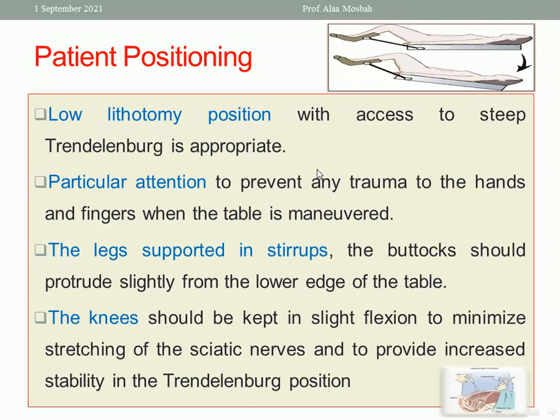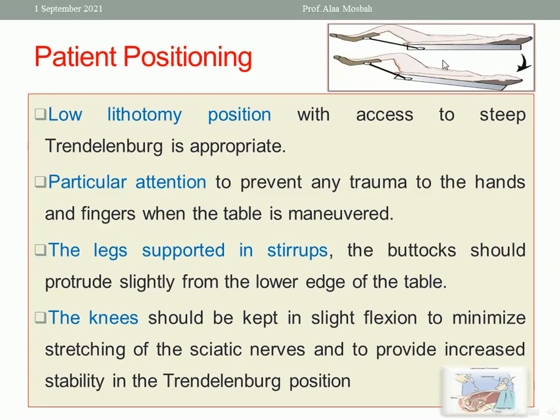What about the patient positioning? We need the low lithotomy position, as in this picture, with an angle between the abdomen and the thigh of 145 degrees. Also, the table should allow Trendelenburg position with 30 degrees, as in this.